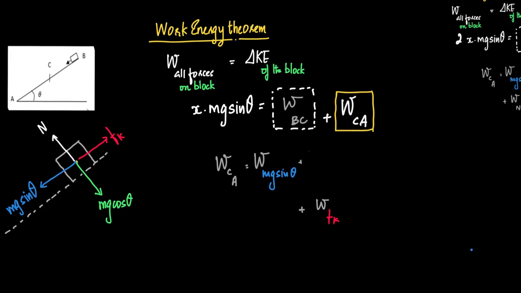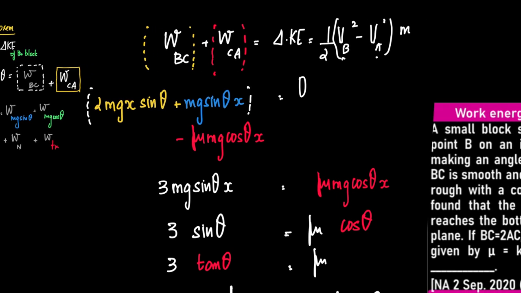Work done along CA is work done by mg sin theta plus work done by kinetic friction, which is equal to mg sin theta into x, and by kinetic friction it is minus mu mg cos theta into x. So now what we can do is 2 mgx sin theta plus mgx sin theta would be equal to 3 mgx sin theta. Maybe I've used the wrong brackets here. That's what's putting me in a confusion. Yes, now the brackets are correct. All right.